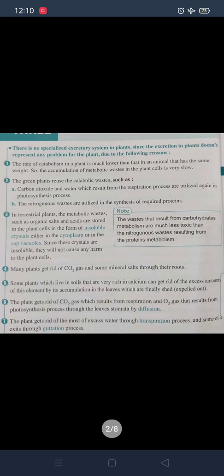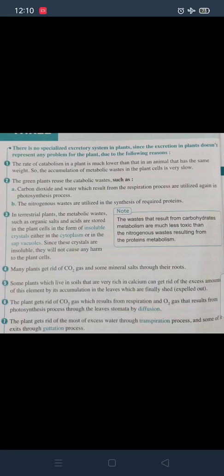The excretion in plants doesn't cause any serious problem because the rate of catabolism is much lower than in animals of equal weight. That means when we have an animal, for example, its weight is 1 kilogram, and a plant of 1 kilogram, the rate of catabolism in the plant is much lower than in the animal, and the accumulation of metabolic waste in the plant will be very slow.